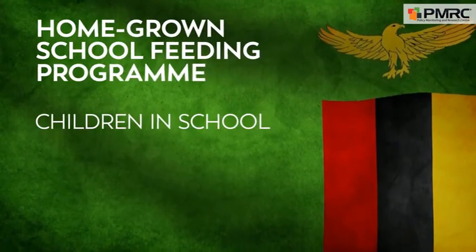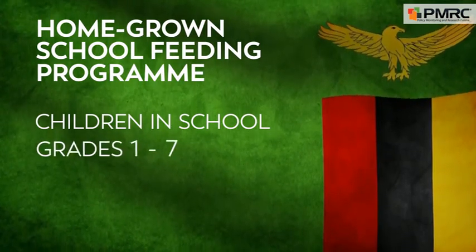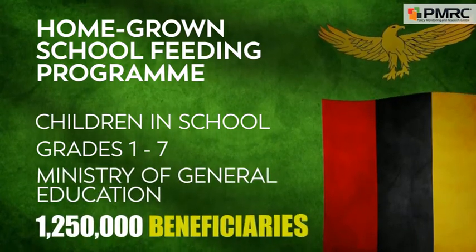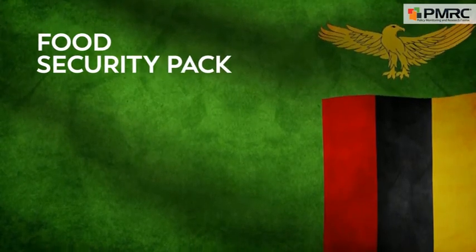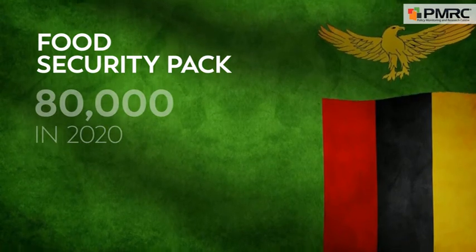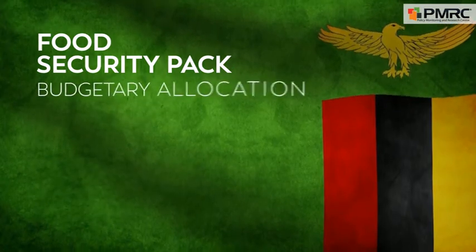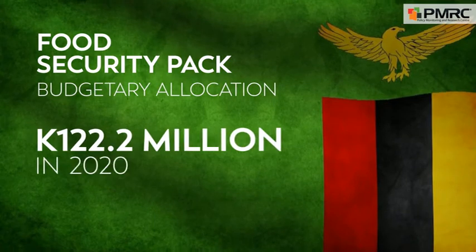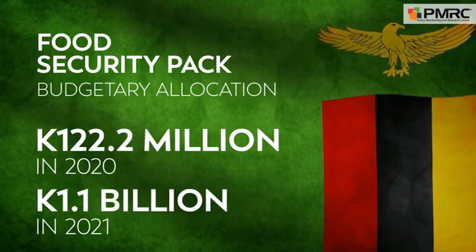As a way of keeping children in school and improving nutrition, government is implementing the homegrown school feeding program for school-going children in grades 1 to 7 through the Ministry of General Education, with about 1,250,000 beneficiaries. Other programs include the Food Security Pack, where government has increased the number of beneficiaries from 80,000 in 2020 to 288,492 in 2021. Government has also increased the budgetary allocation towards the Food Security Pack program from 122.2 million kwacha in 2020 to 1.1 billion kwacha in 2021.